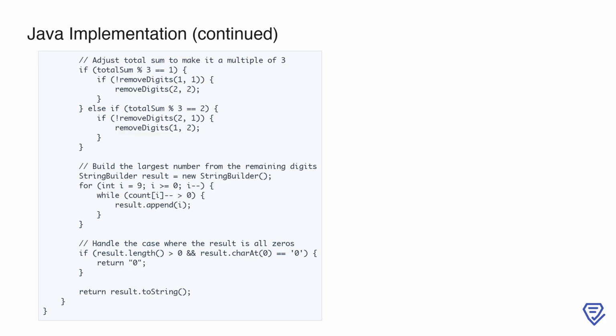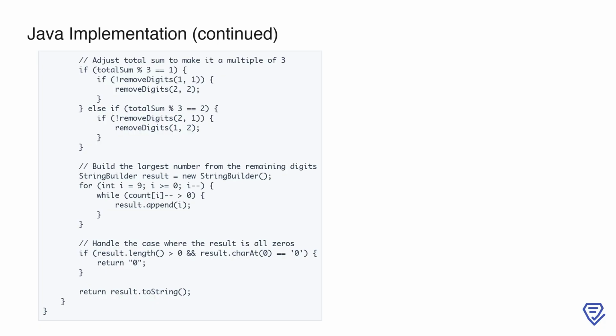Now, we adjust the total sum to ensure it becomes a multiple of 3. If the total sum leaves a remainder of 1 when divided by 3, we first attempt to remove one digit with a remainder of 1. If that's not possible, we try removing two digits with a remainder of 2 instead. Similarly, if the total sum leaves a remainder of 2, we first attempt to remove one digit with a remainder of 2, and if that fails, we remove two digits with a remainder of 1.